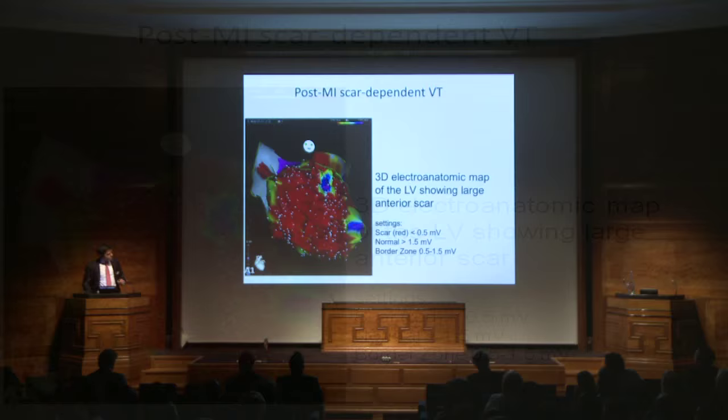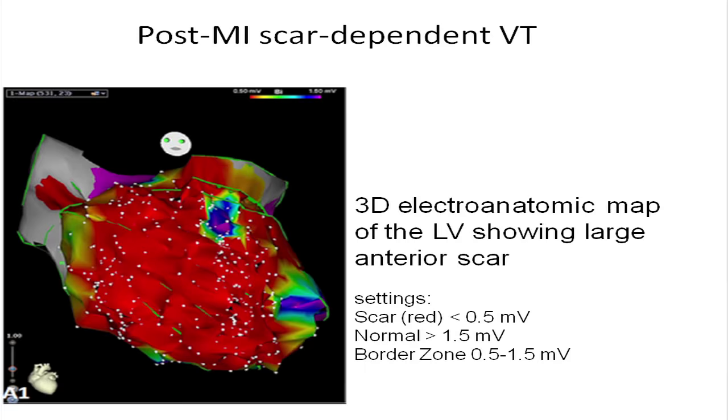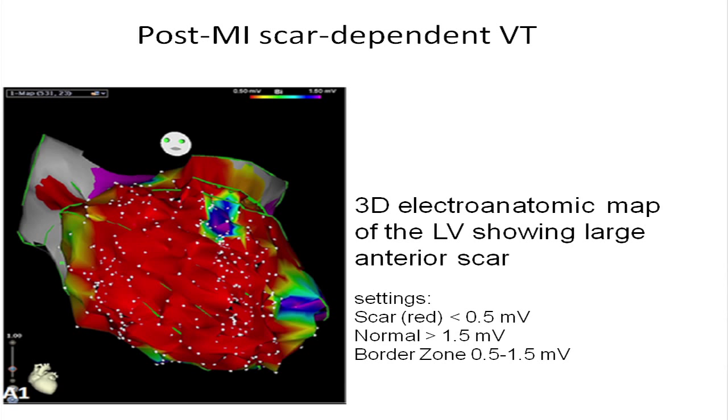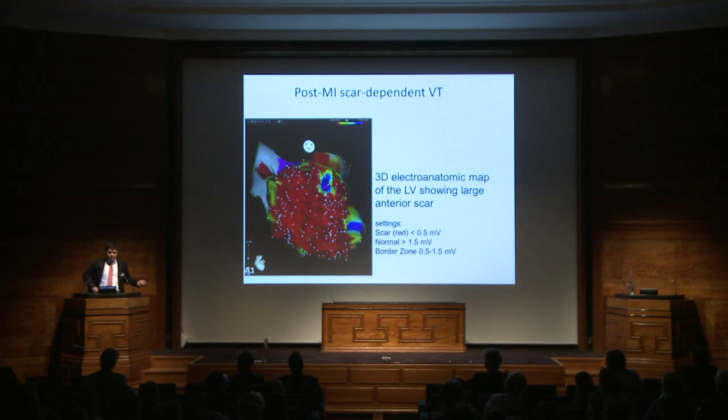So here's a good example of scar-dependent VT. This is what we see in the lab. This big red blob here is the LV endocardial surface with a large anterior wall MI. Red in our parlance here means low voltage. So this would be normal voltage here. This purple border zone would be this rainbow color, and this red here would be areas of very low voltage. So this is a very large area. Where is really the responsible substrate? Is it this whole thing that we just have to go and ablate this whole thing? That's impossible. The patient would not tolerate it, or the operator, for that matter.